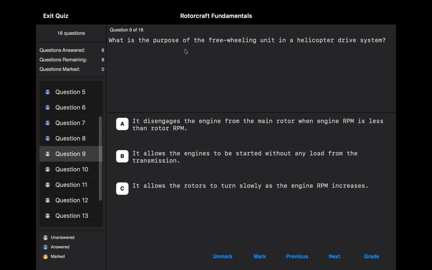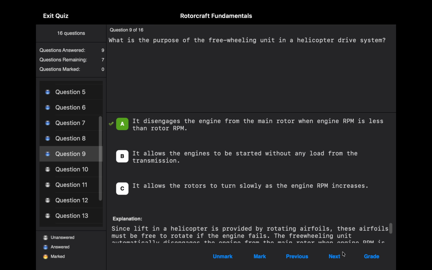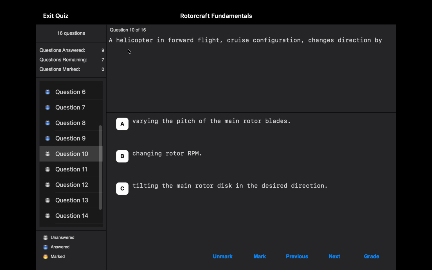What is the purpose of the freewheeling unit in a helicopter drive system? It disengages the engine from the main rotor when the engine RPM is less than the rotor RPM. A helicopter in forward flight, cruise configuration, changes direction by tilting the main rotor disc in the desired direction.